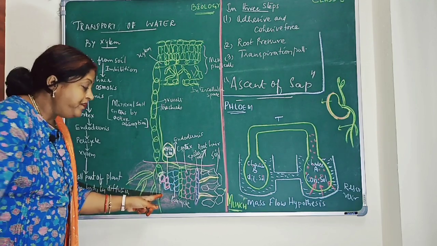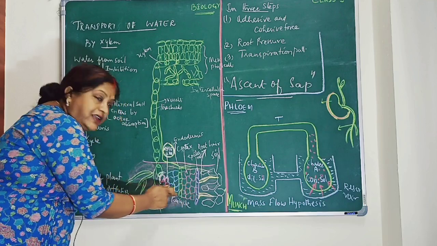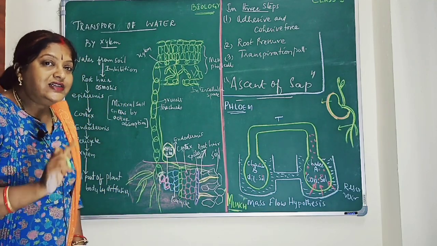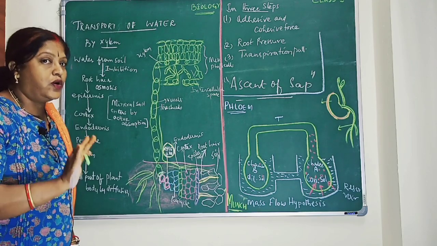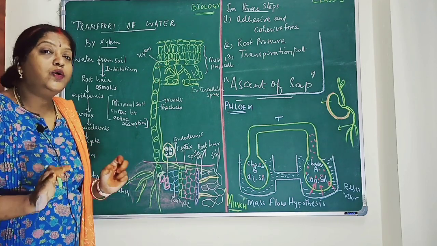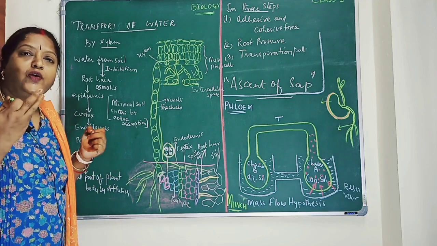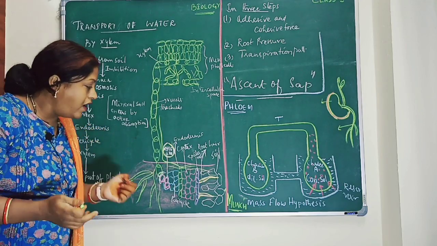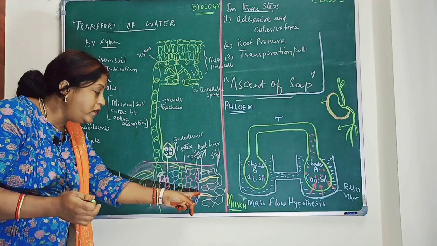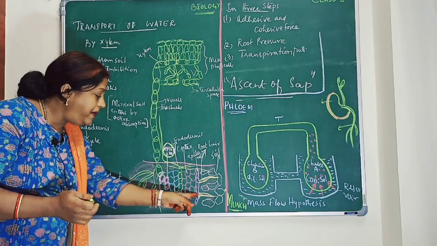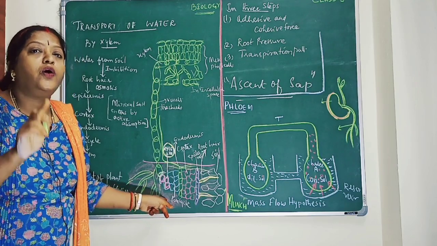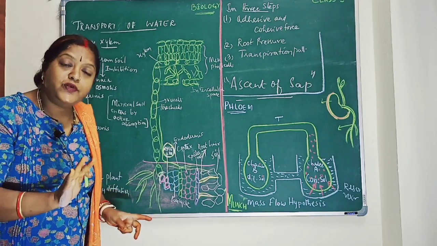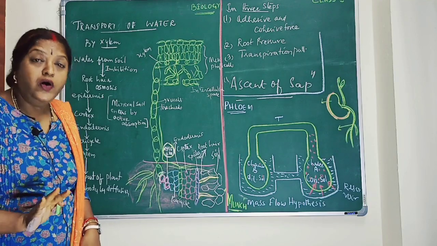The fluid present in these cells is called cell sap. Cell sap is a concentrated salt solution. It is so concentrated, in fact you can call it salt. Now the water from the root hair enters the epidermis, and from the epidermis till the pericycle it enters by the process called osmosis. Osmosis, again, we have learned before.